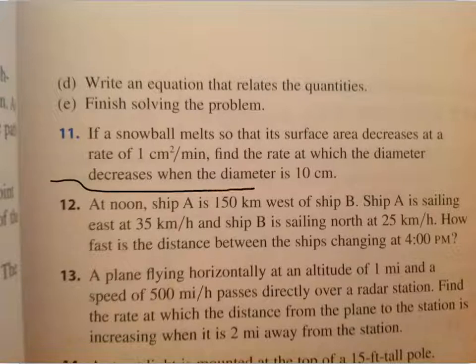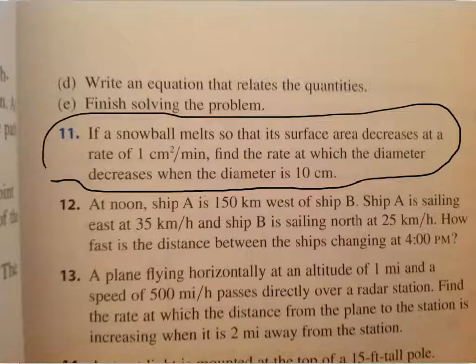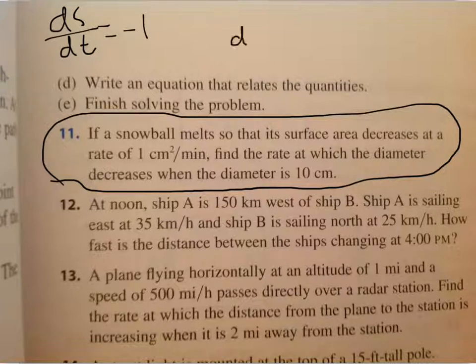If a snowball melts so that its surface area decreases at a rate of 1 centimeter squared per minute, find the rate at which the diameter decreases when the diameter is 10 centimeters. So the surface area is decreasing, or you could say it's increasing at a rate of minus 1 centimeter squared per minute. And I want to know the rate of change of the diameter. We'll use big D for the diameter when the diameter is 10 centimeters.